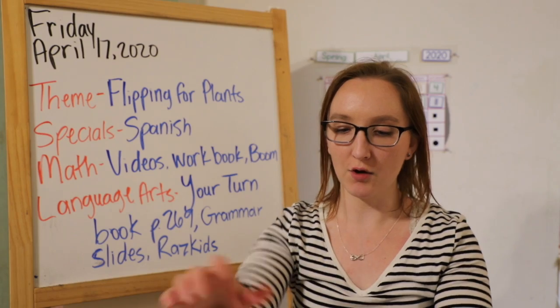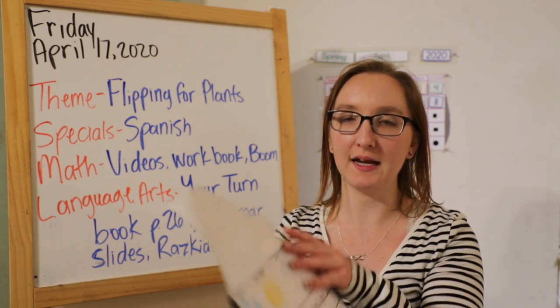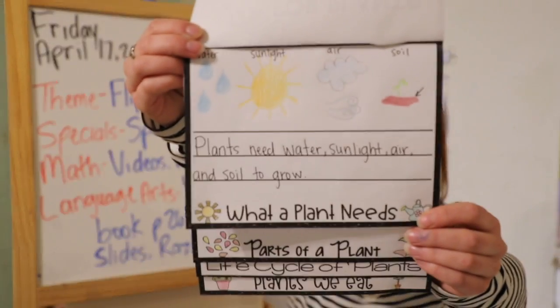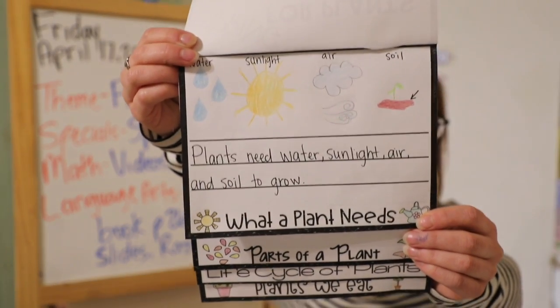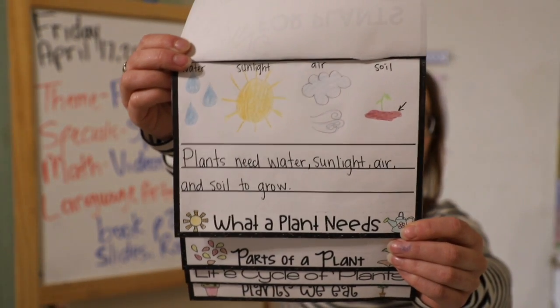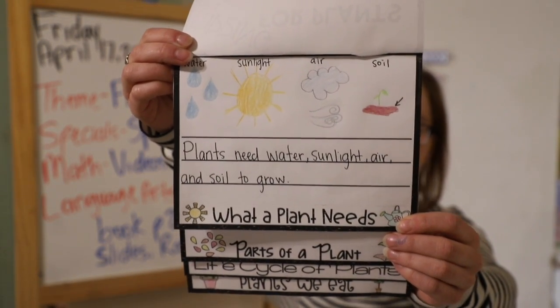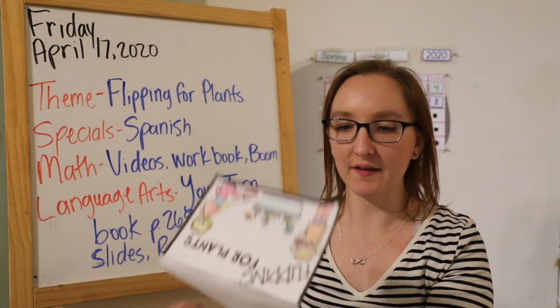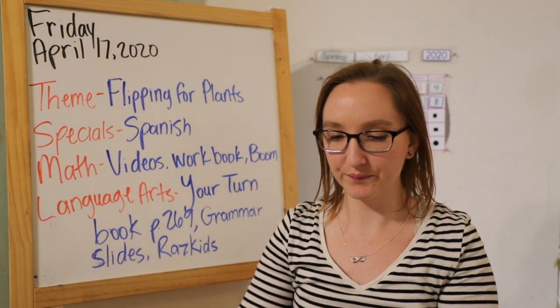So I'm going to go ahead and open it up to what a plant needs. So in that empty space, I drew in that a plant needs water, sunlight, air, and soil. And that's exactly what I wrote on my lines as well. Plants need water, sunlight, air, and soil to grow.